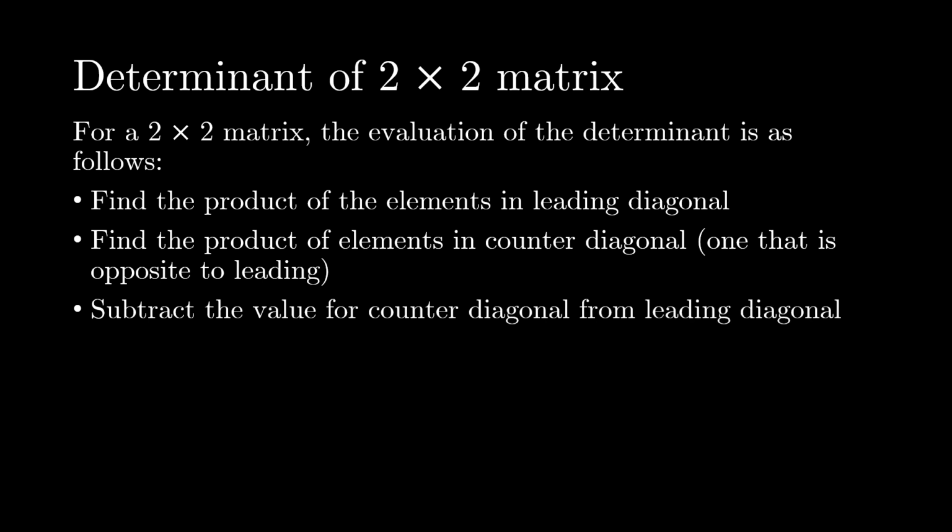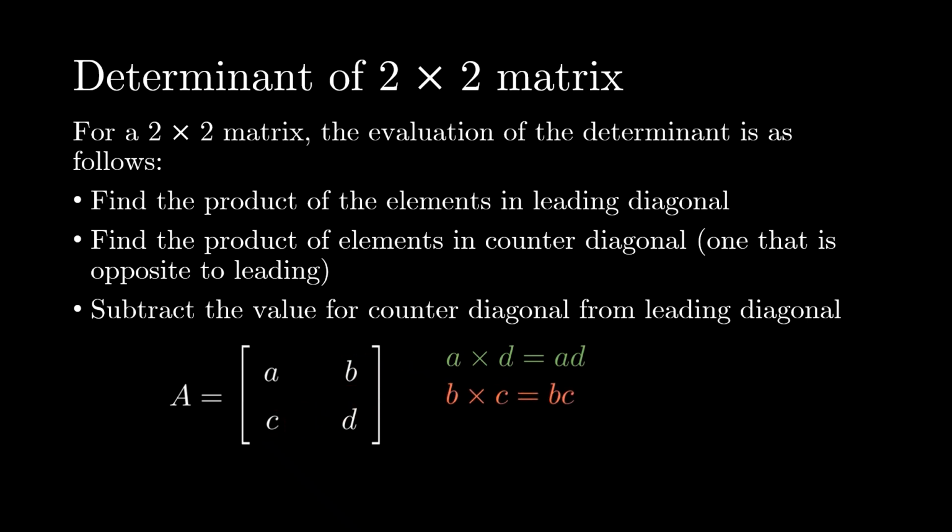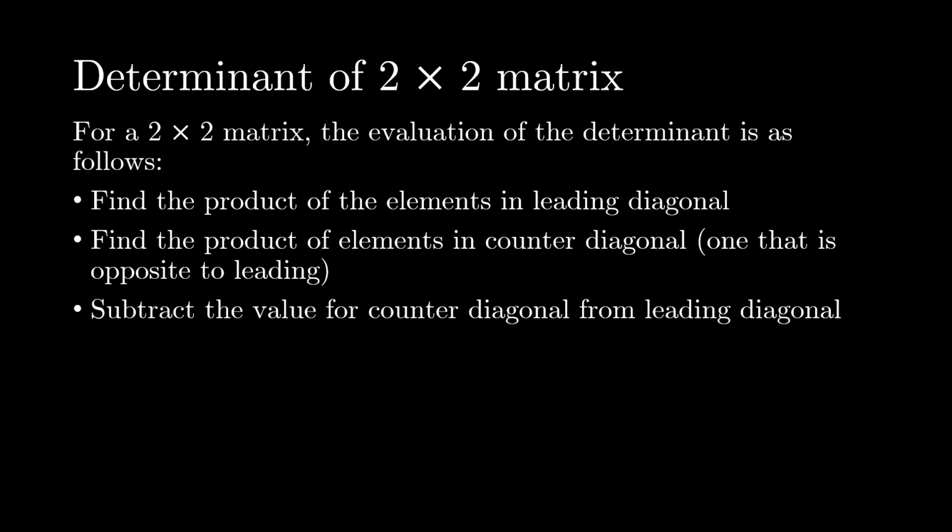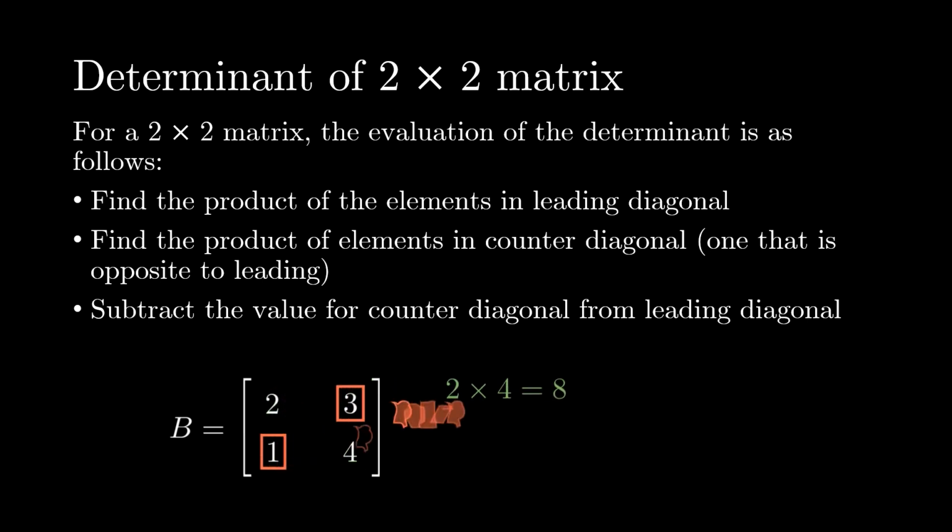Let's show this algebraically. We will do it here with matrix A. And by undergoing this process, we see that for matrix A, the determinant is AD minus BC. Let's now do this for a matrix with numerical values. By undergoing the exact same process, we see that the determinant for B is 5.